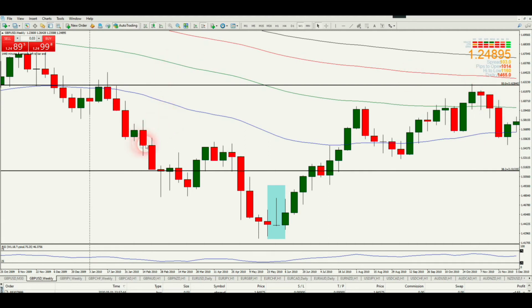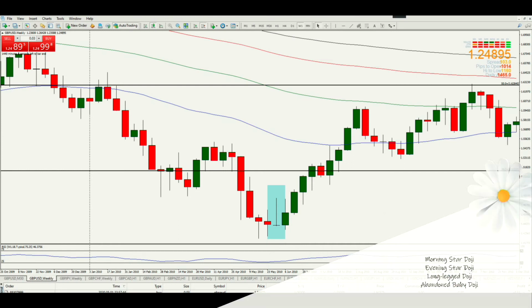Right, so there we have Gravestone dojis and Dragonfly dojis. They're slightly more complicated than the next candles I'm going to talk about, which are morning stars and evening stars. They're fairly straightforward, and I'll bring that to you now.